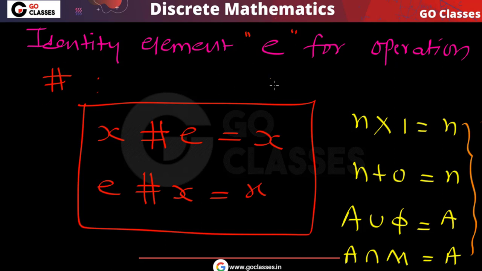So if E is the identity element, then X hash E is X and also E hash X is X. So this E does not affect the operation, like 1 does not affect multiplication, 0 does not affect addition. So this is the idea.